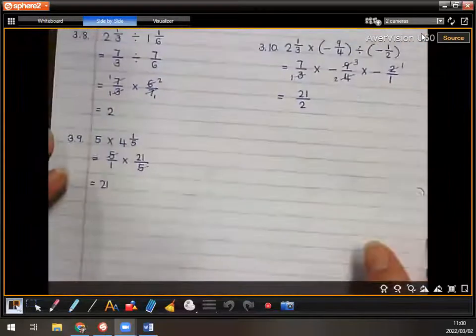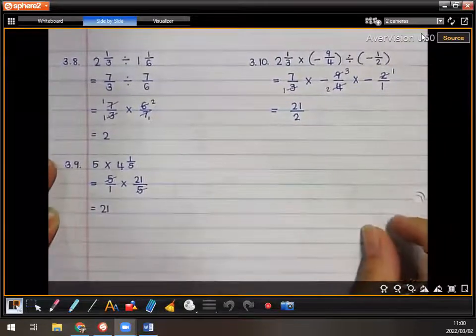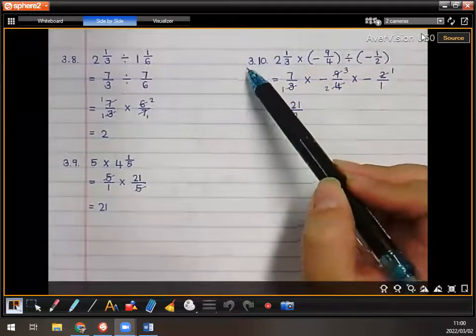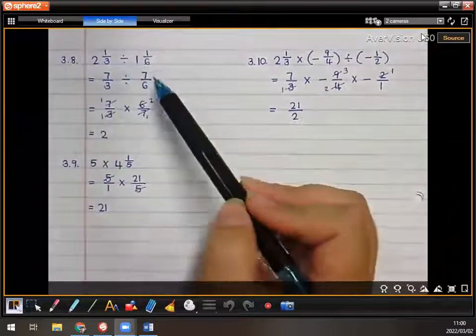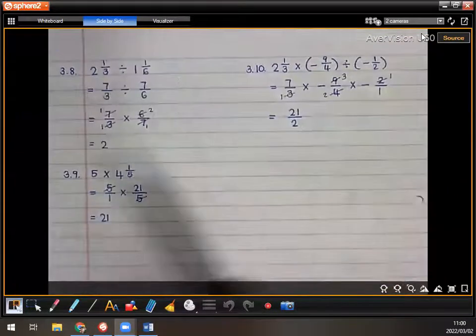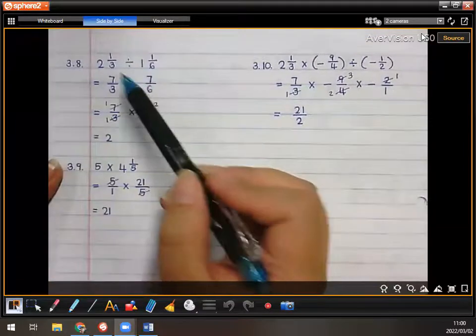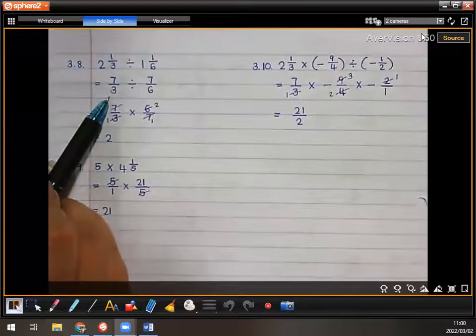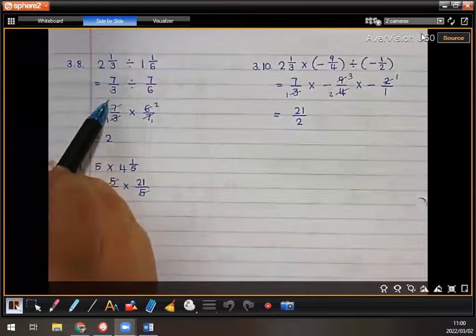Okay, last few questions. Now again, you might not have written these as mixed or as improper fractions, so you can just take a look there, you can copy it down if you didn't. And then 3.10 was also something that we didn't practice. Okay, so I'm going to talk through this. But guys, for 3.8, in order to flip and times, you can't have a mixed number. Right? That's important. So you need to change this first fraction to an improper fraction. So you're going to say 2 times 3 is 6 plus 1 is 7 over 3.